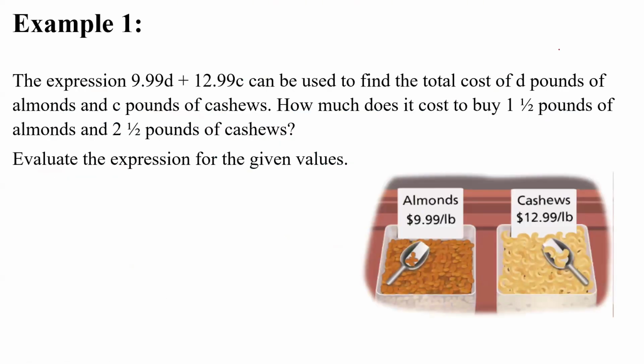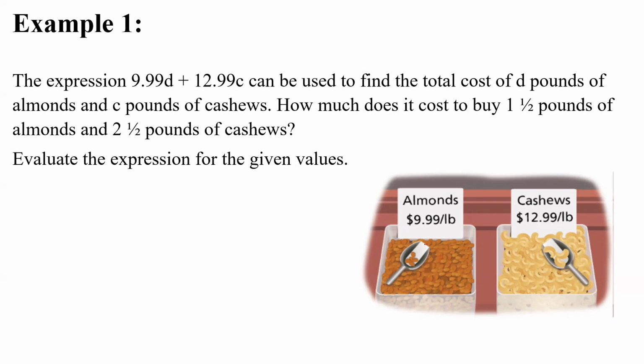Using this example on the screen, how can we evaluate an expression? The example reads, the expression 9.99d plus 12.99c can be used to find the total cost of d pounds of almonds and c pounds of cashews. How much does it cost to buy 1.5 pounds of almonds and 2.5 pounds of cashews? Evaluate the expression for the given values.